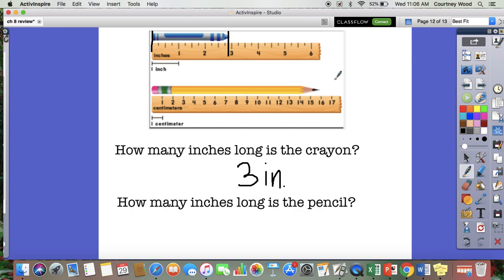Okay, how many inches long is our pencil? Remember, it may not be exact, but it would be close. Oh, actually, we're not going to do that one because it's centimeters. We haven't learned that. But if you chose centimeters, it'd be 16. We'll talk about centimeters soon.